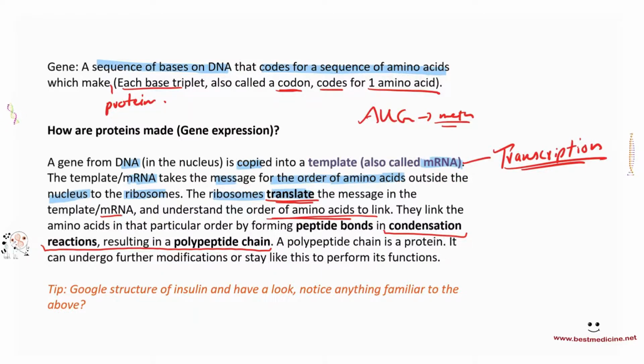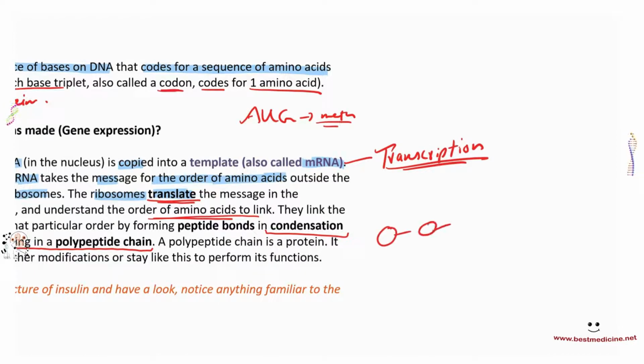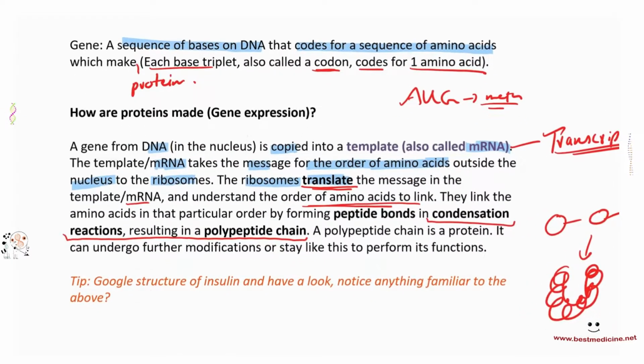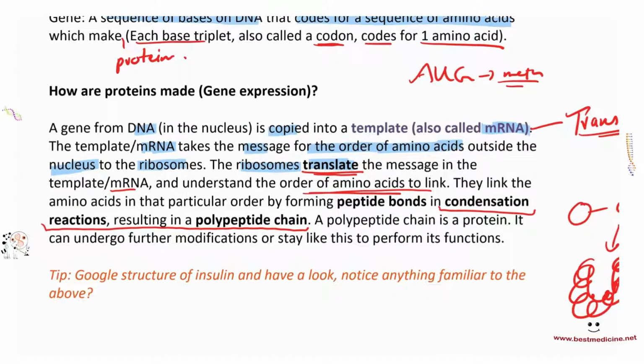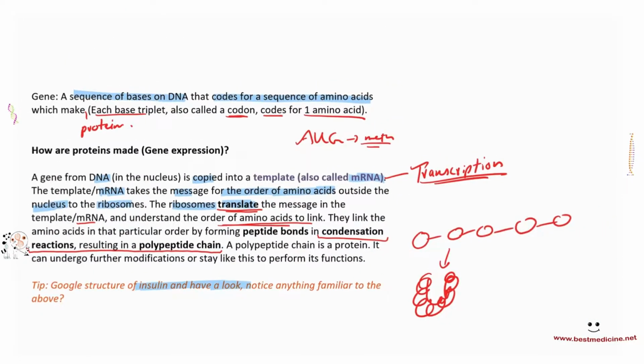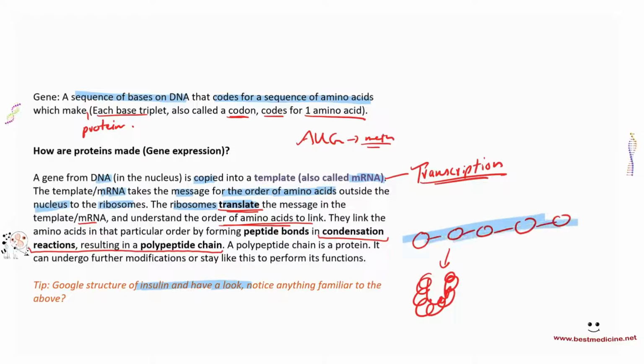Once you have this polypeptide chain, kind of like this, right? So all of these amino acids linked together, it can stay like this, or it can undergo further folding, like become an enzyme or something, and so on. Here's a small tip. Google the structure of insulin and have a look. Do you notice anything familiar? Maybe something familiar to this. Insulin is a protein, right? So it's going to look either like this or that.